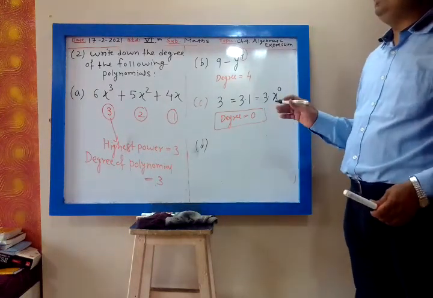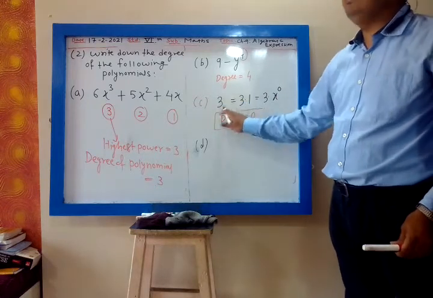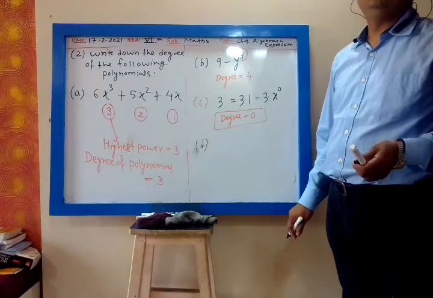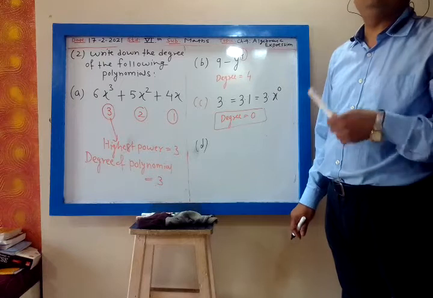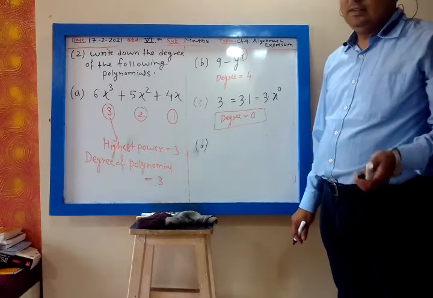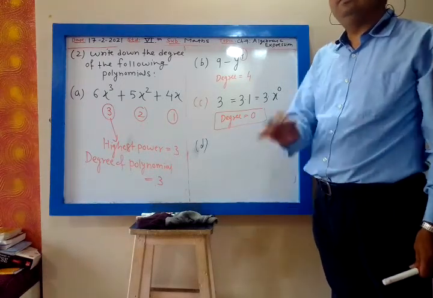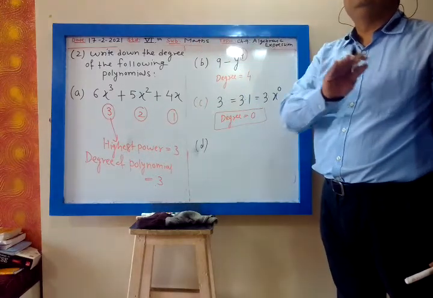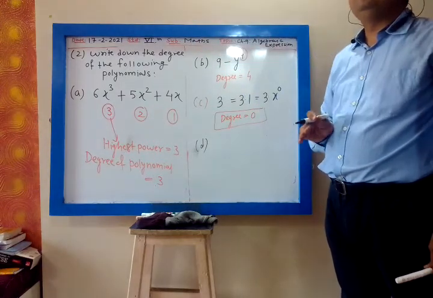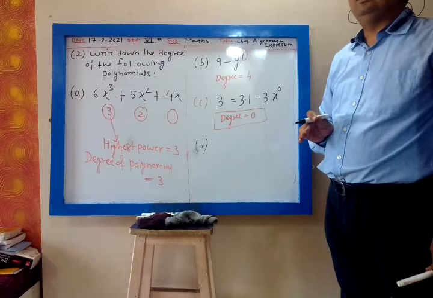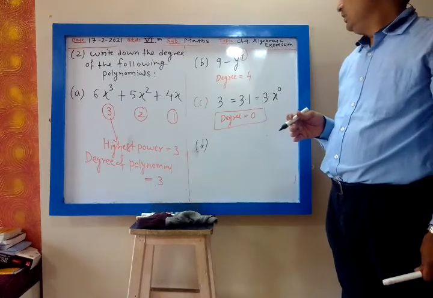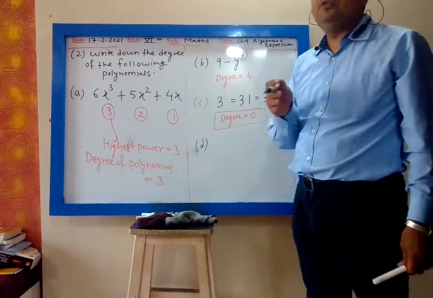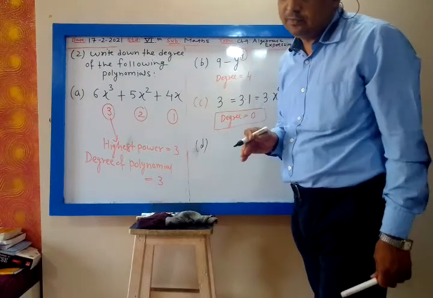Whenever, my dear, 3 is not a variable. 3 is a number. You have to find the power of the variable. You don't have to find it when there is no variable. Whenever there is no variable, its power is 0.